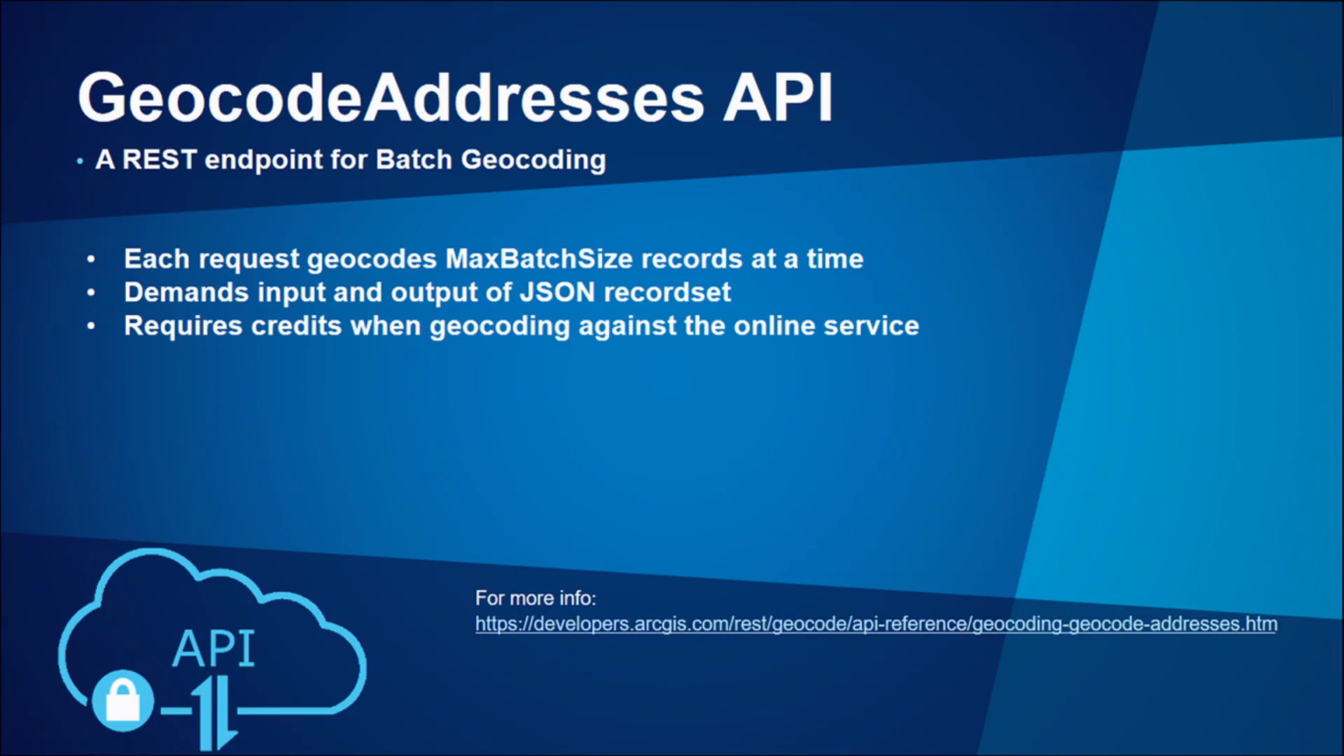So the Geocode Addresses API demands input and output of a JSON record set. If you were to geocode against the online service, you would send a JSON input record set of up to 1,000 records, and then retrieve back your results also in JSON. And of course, this requires credits when geocoding against the ArcGIS Online service, but is free if you're geocoding against your own locator on your own server.